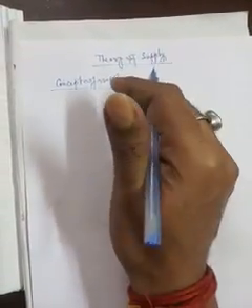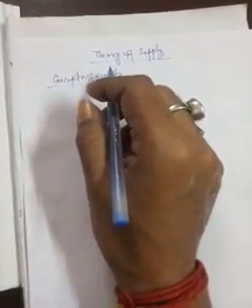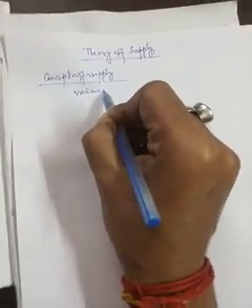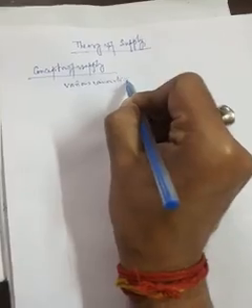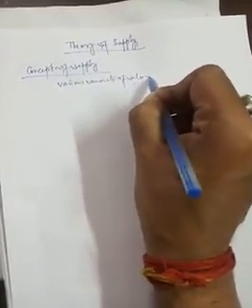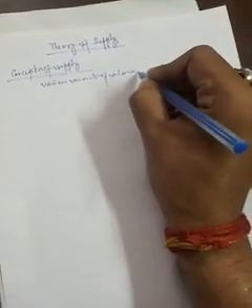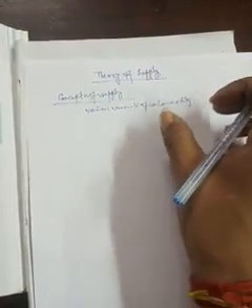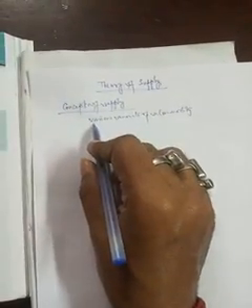So supply refers to various amounts of a commodity or goods. Supply means various amounts of a commodity that a producer is willing to sell at different prices of different commodities at different points of time. So what is the meaning of supply?